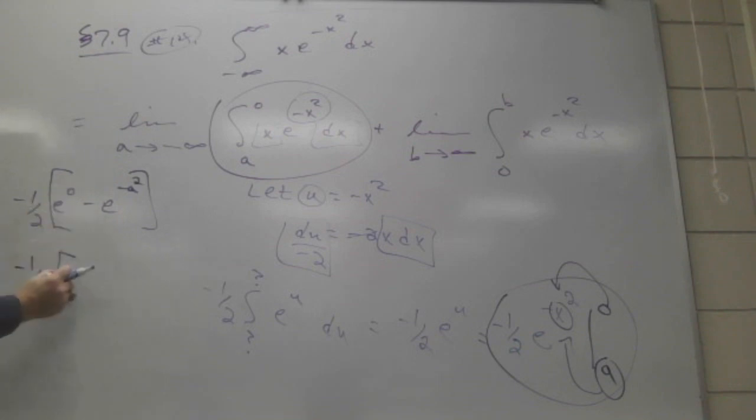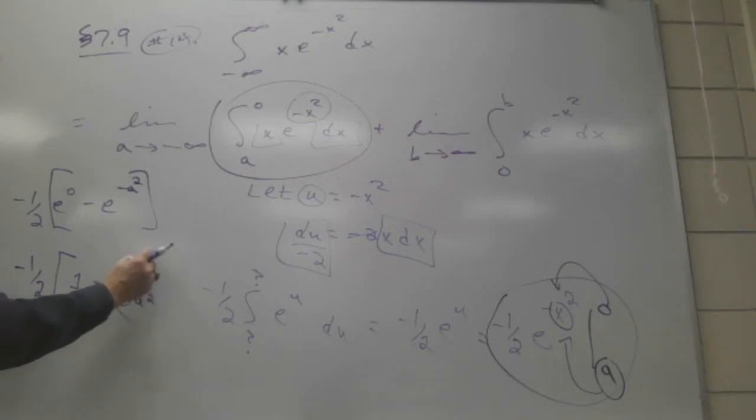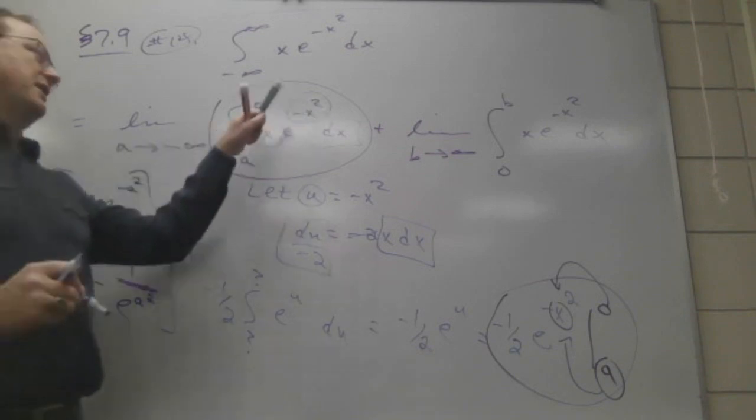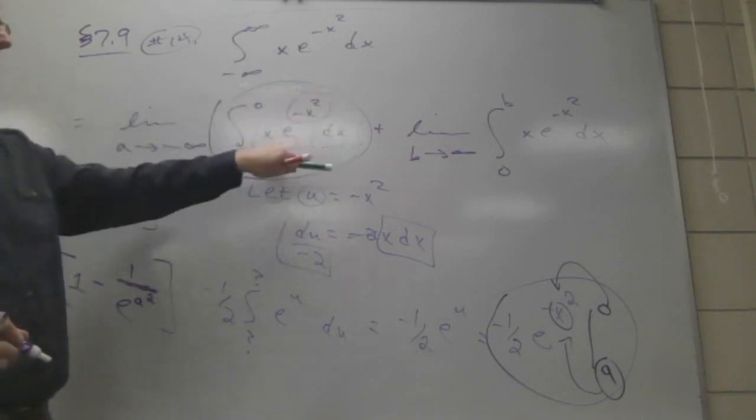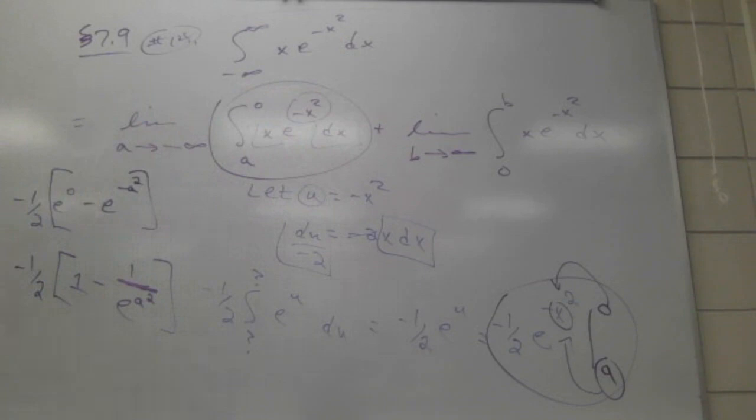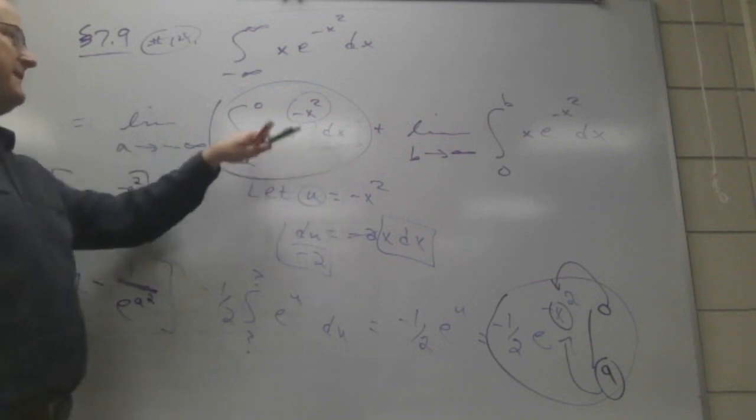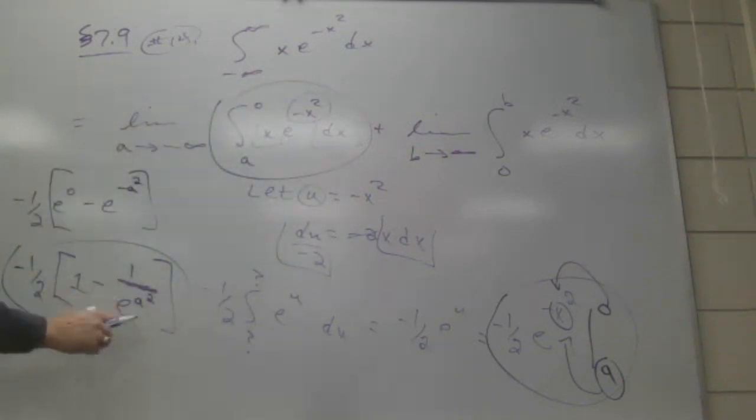I'm going to rewrite that. E to the 0 power is 1, and then minus e to the minus a squared, I'm going to write as 1 over e to the a squared power. So I'm going to get rid of that negative exponent, make life a little easier. I could have done this here. I could have rewritten this as x over e to the positive x squared if you wanted. Doesn't really matter. But anyway, this is what I get for this definite integral from a to 0. I'm going to get this.